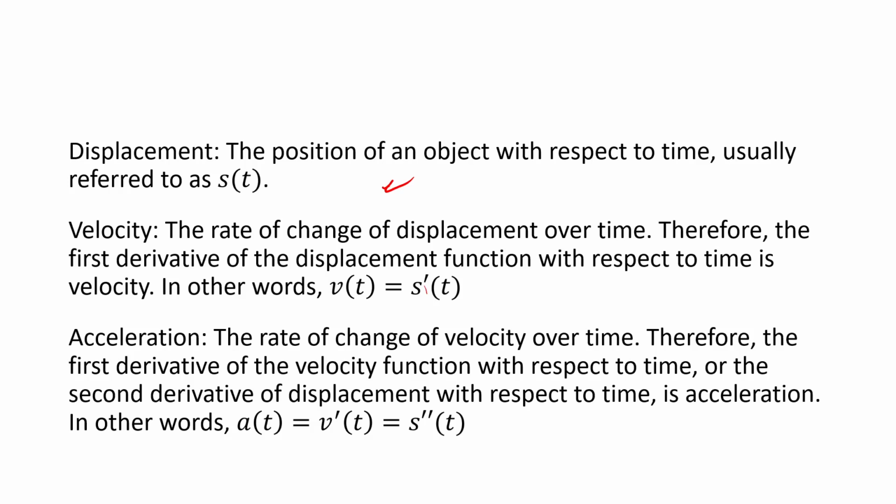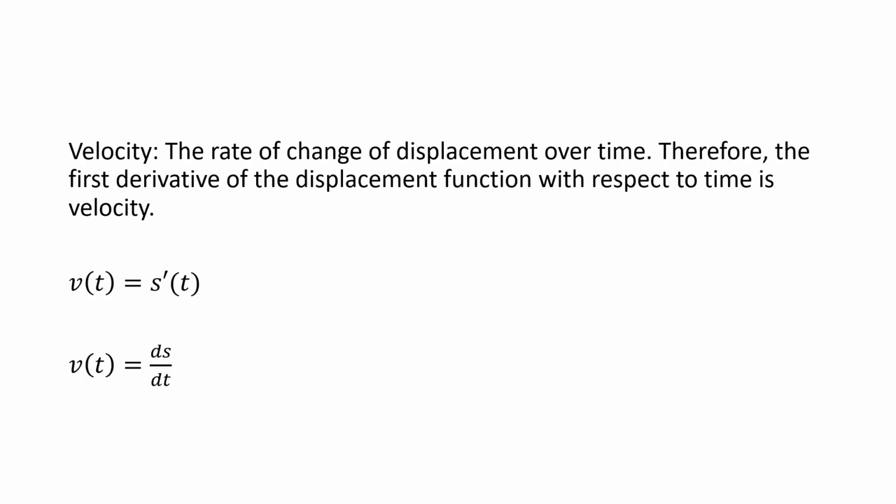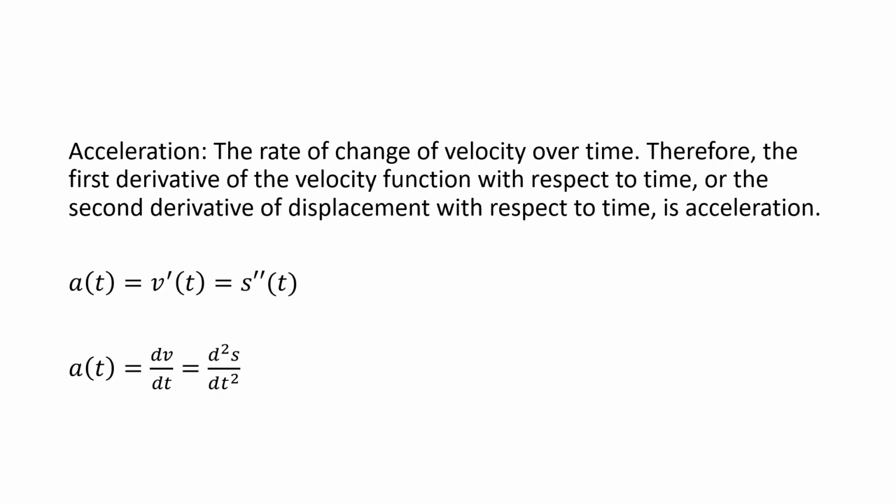And acceleration is the rate of change of velocity over time. So it's like the rate of change of the rate of change. That makes it a second derivative. So like it says on the slide, the first derivative of the velocity function with respect to time, or the second derivative of displacement with respect to time, is acceleration. So in other words, a of t is equal to v prime of t, or s prime prime of t. And we have it written here one more time, just for clarity. Velocity is the rate of change of displacement over time, and acceleration is the rate of change of velocity over time.